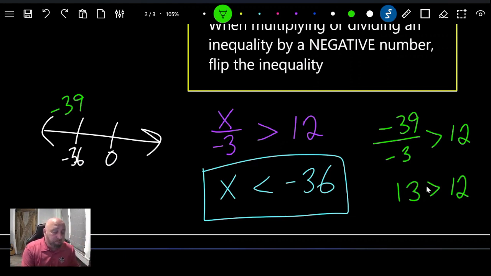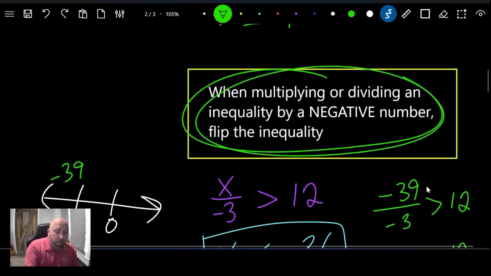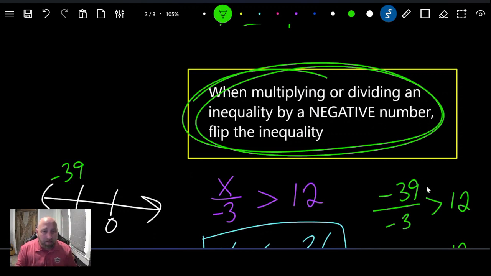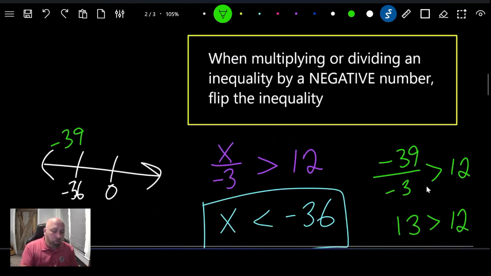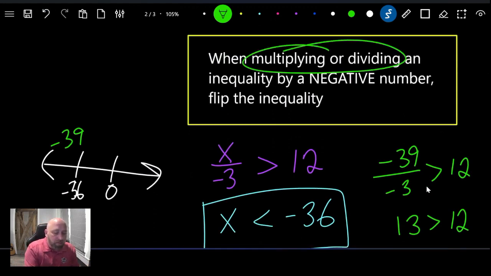It works. If you will just trust me, if you will just learn this right here, later on in algebra, you'll figure out why that works out the way it does. But for right now, just learn the rule. When multiplying or dividing by a negative number, flip the inequality. Learn that, and every time that happens, go ahead and flip the inequality.